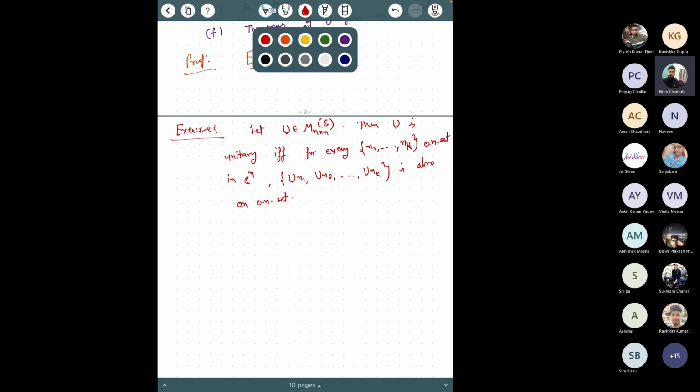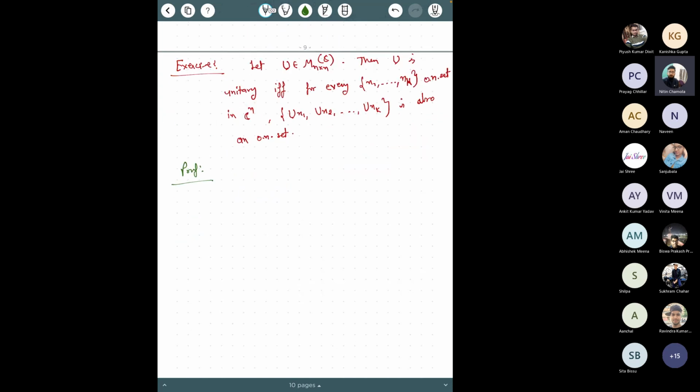So how to show this? It's very easy to prove. Let me give you some hint. This is if and only if, so you have to check both directions. The if direction is just one line. What is given? Given that U is unitary. And what you have to check is that Ux1 to Uxk is orthonormal, given that x1 to xk is orthonormal. So let x1 to xk be any orthonormal set in Cn, and you have to check that Ux1 to Uxk is orthonormal. You just see what is (Uxi) star Uxj.